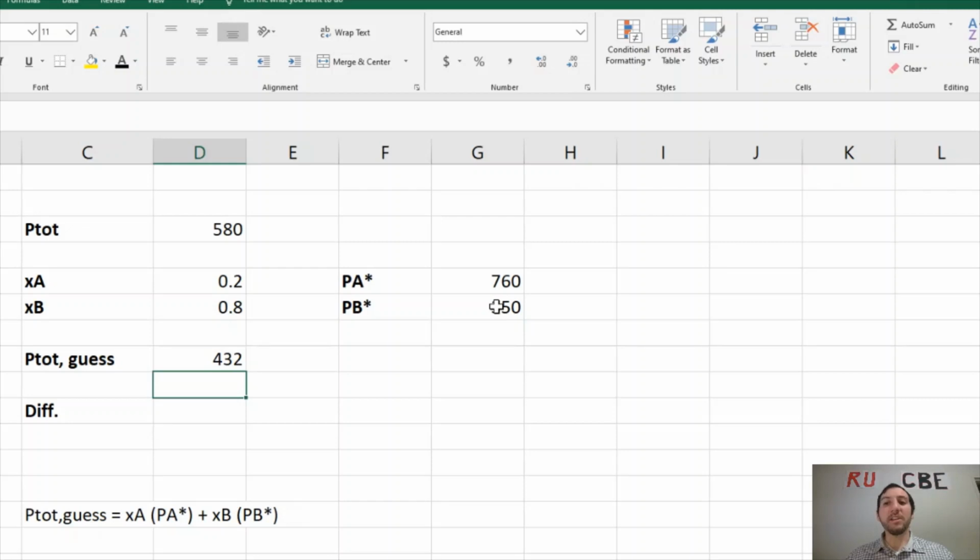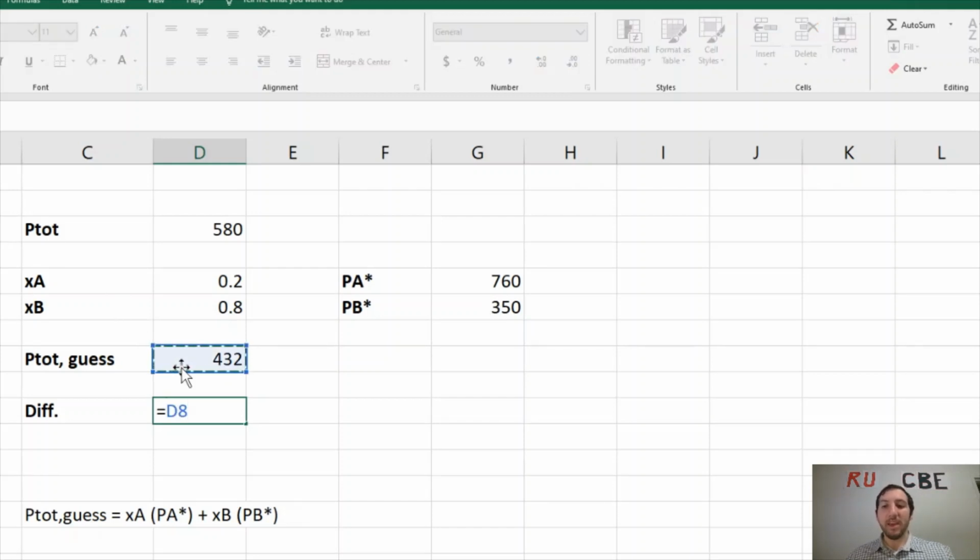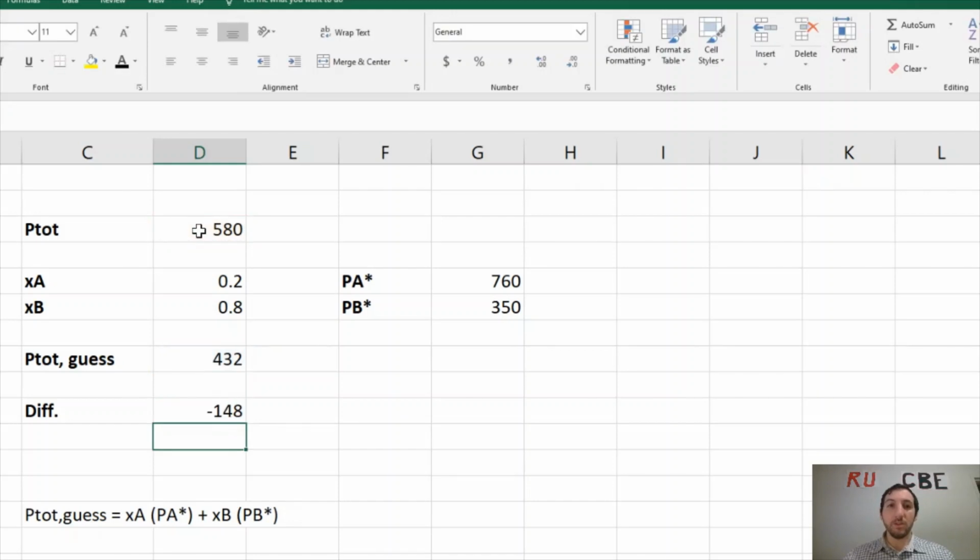Now, what I recommend is to set up a difference cell. That difference cell is going to be the difference between your guessed value and your desired value. For us, we see that my difference is negative 148. Obviously, we want our guess value to be exactly what our total value is, so that difference value should be 0. That's what we're shooting for. We're going to iteratively solve for when that difference becomes 0. When we do that, our P total guess should equal P total, and I'll know the composition of my liquid.